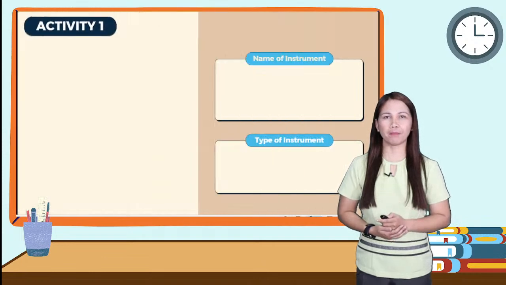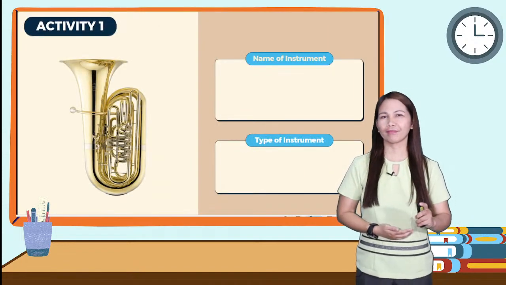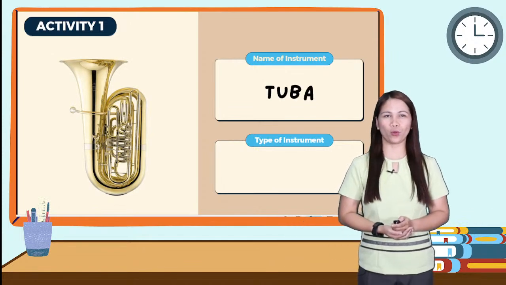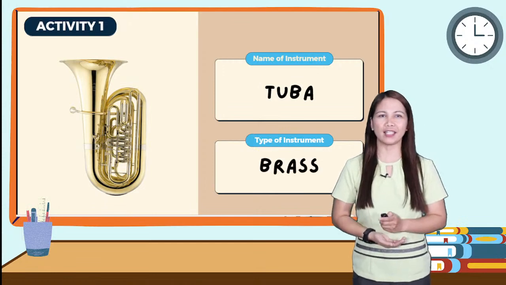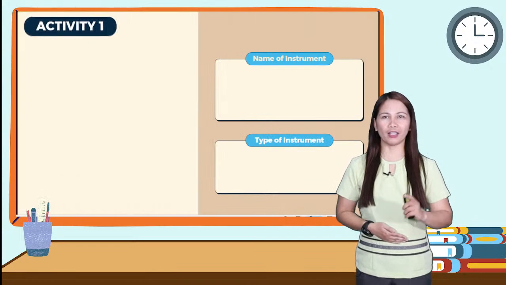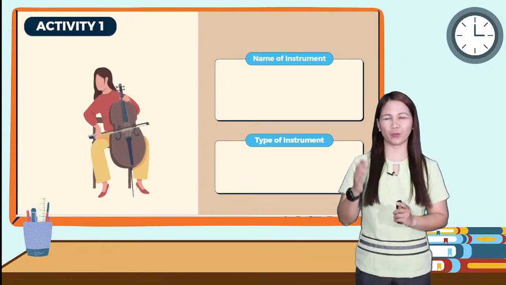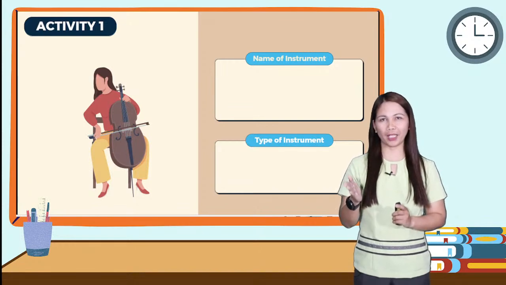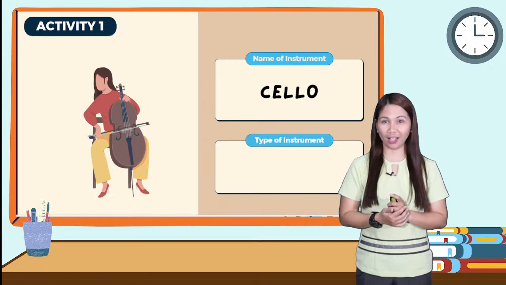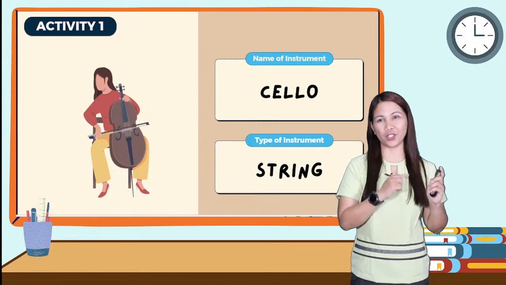How about the second picture? Any guess, class? That is tuba. Of course, what type of instrument is that? Brass family or brass instruments. Moving on, let's have the third picture. Like what we have said earlier, the player is sitting. That is cello, that is right. And what type of instrument? It came from the string instruments.